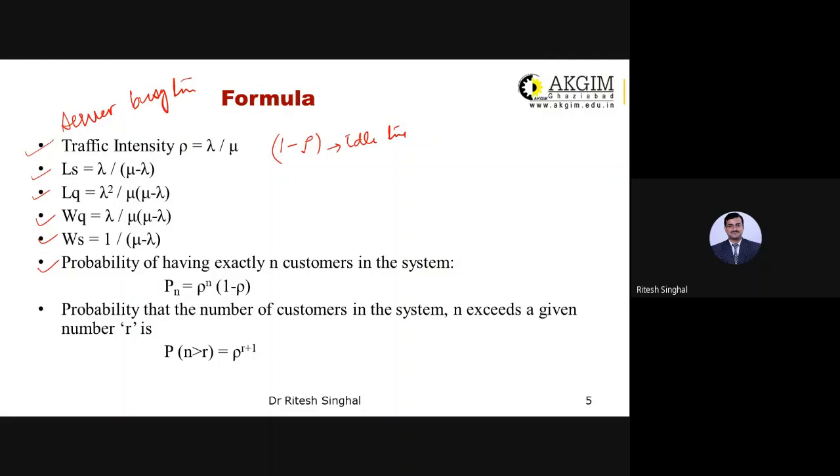Here rho is nothing but the server busy time, which is discussed here. The last one is the probability of having number of customers in the system n exceeds a given number r. In that case, the probability of n greater than r is rho to the power r plus 1. This formula is also being used in a few questions.